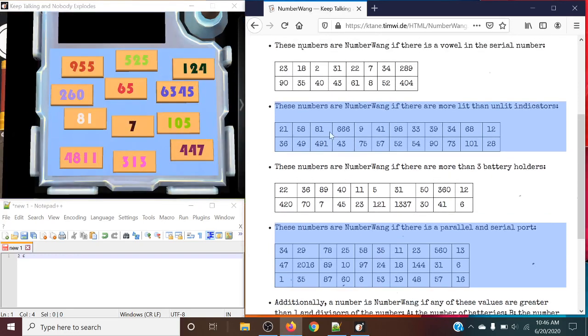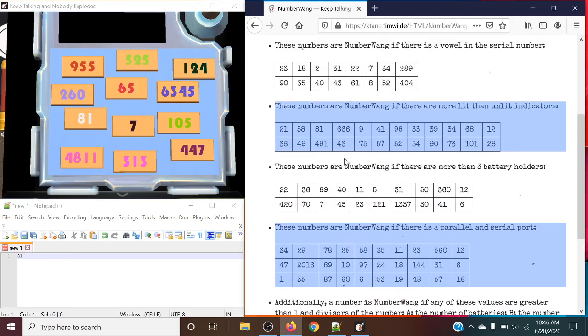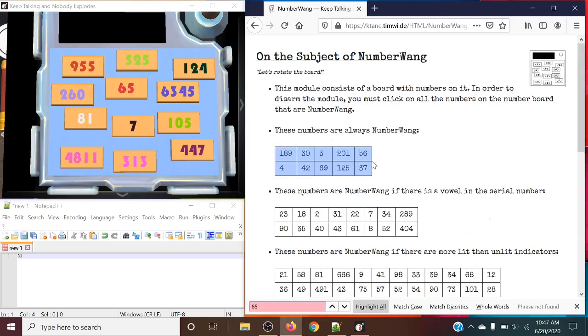So let's take a look. So these numbers are automatically NumberWang as well. And I see an 81 right here, so we can press that. Press 81 so far. Let's keep looking. So 955, 525, not seeing it. 124, nope. 260, nope. 65. Yeah, I'm probably better doing just Control F. 65, nope. 6345, nope, already not present.